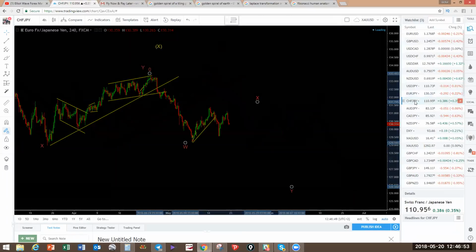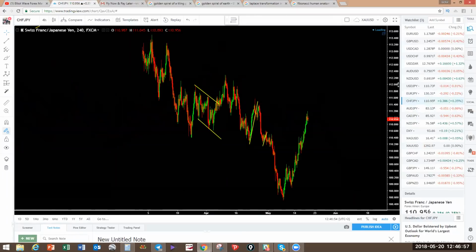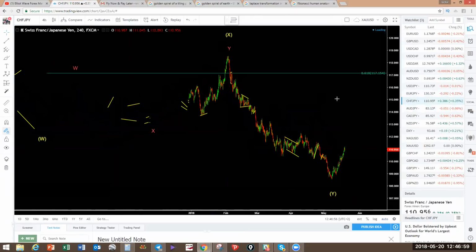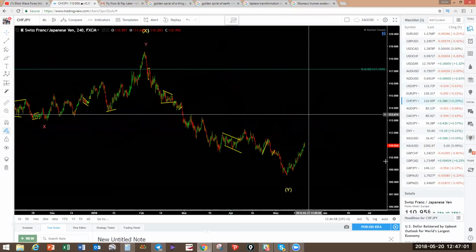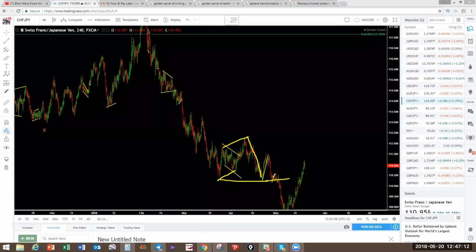CHFJPY. So notice something between Swiss and EURJPY. That correction that we're trying to build on EURJPY is this one here. So that one is only just coming here to that level. It has not broken this level yet. This one has already broken and now reversing. So EURJPY may still break because this one has already broken in terms of correlation.